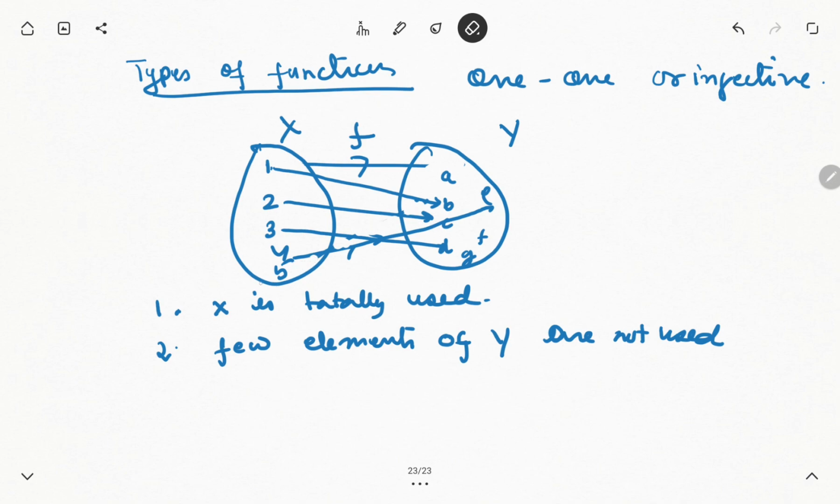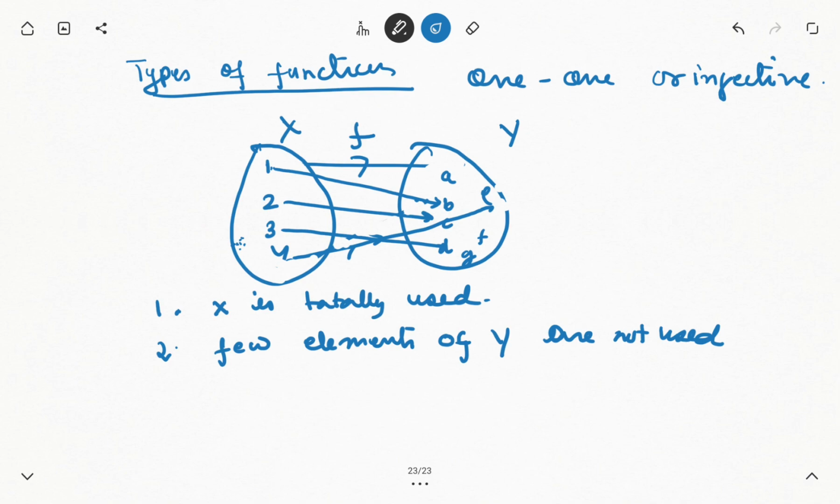We cannot leave 5 here unused, so 5 we are going to omit. Now the correspondence is one-one. Here you can leave some of the elements, but not here. This set must be totally used. This is the scene for the one-one function.